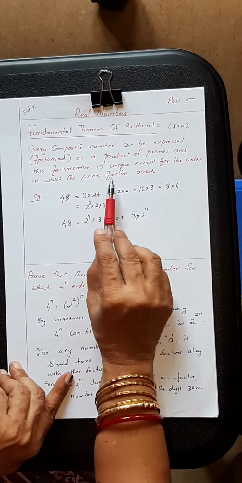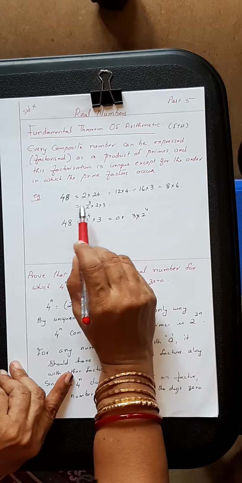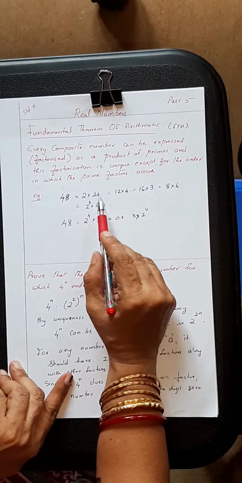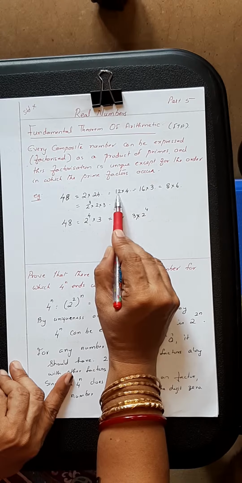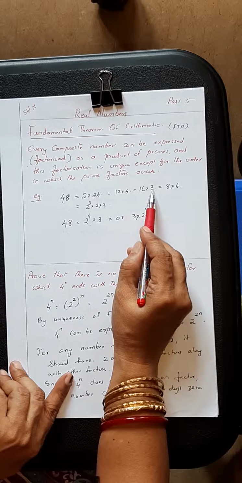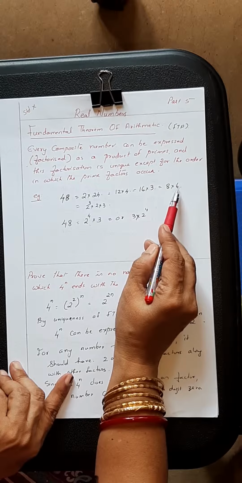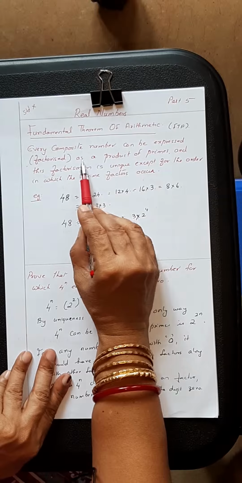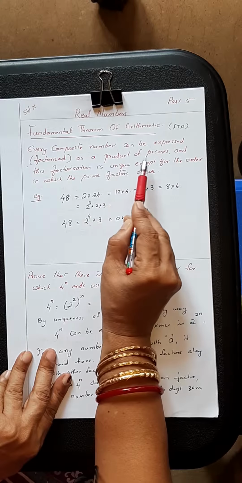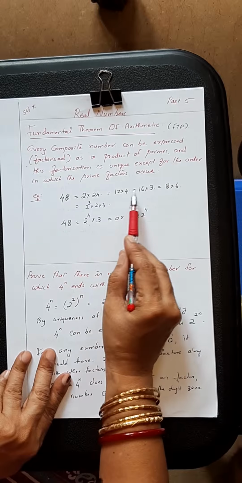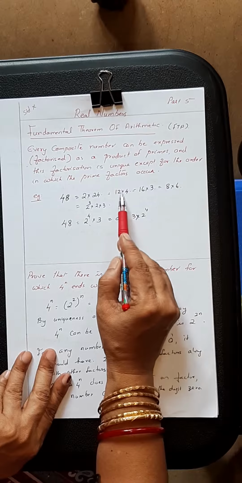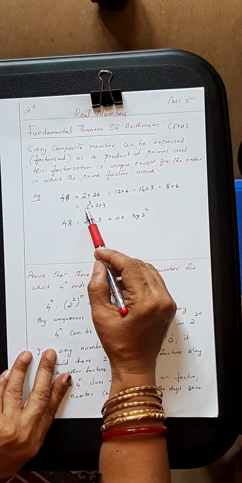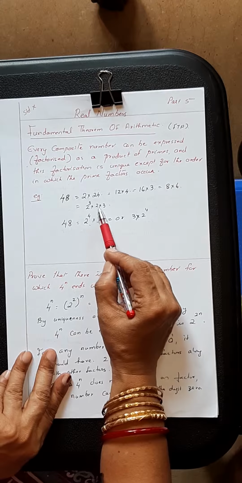except for the order in which the prime factors occur. For example, you take a number 48. You can write 48 as 2 into 24. Further, you can again write it as 12 into 4 or 16 into 3 or 8 into 6 and so on. But as per the FTA, we have to factorize it as a product of primes. So these are all composite numbers: 16, 8, 12, 4, 24 are all composite numbers.